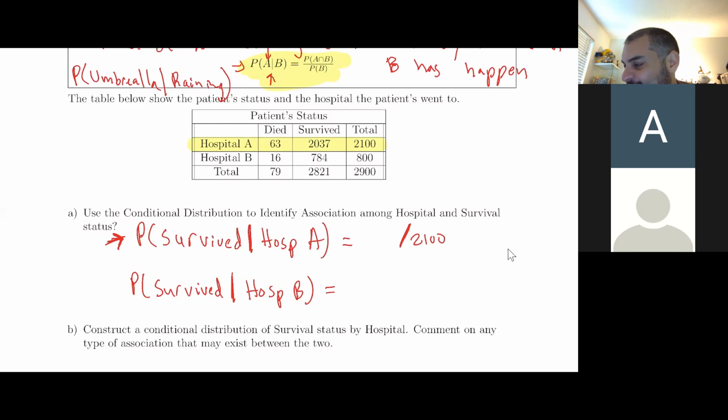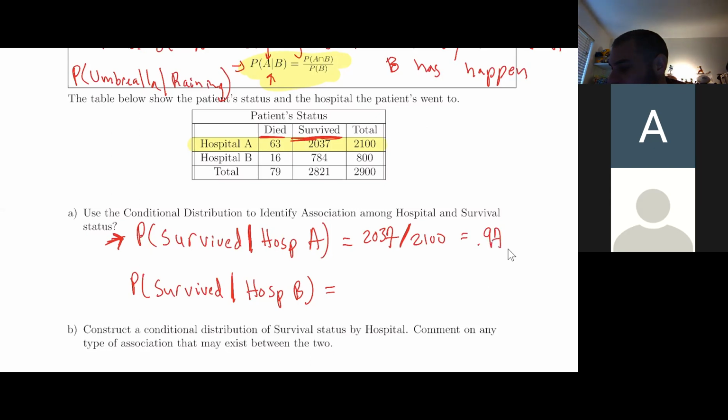Oh, 63. So you're killing them now? Because right here they die. I don't want them to die. Don't we want them to survive? 2,037. There you go. So we'll say 2,037, and we'll divide that by 2,100. And you get 0.97 or 97%.